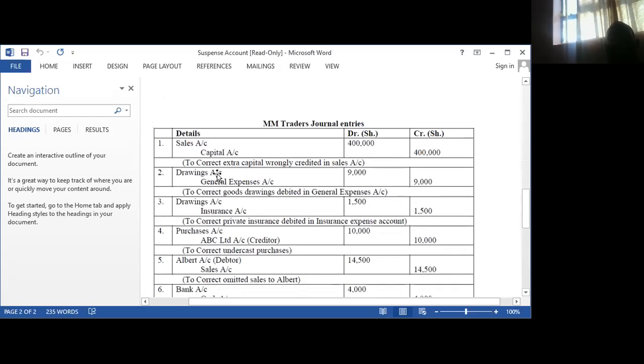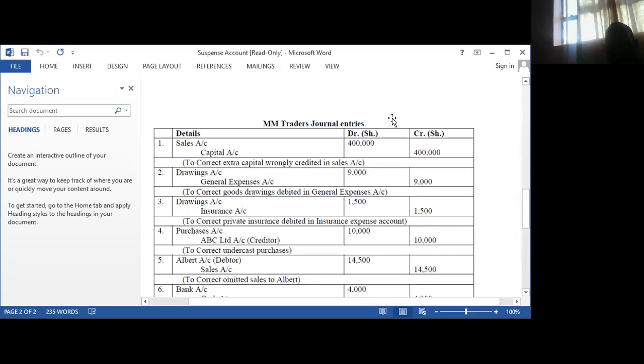Drawings was supposed to be debited. That's why it is here on the debit side. The general expenses were debited by mistake. That's why we are crediting, to minus that amount that is on the debit erroneously. And then you put a narration of what you have done.